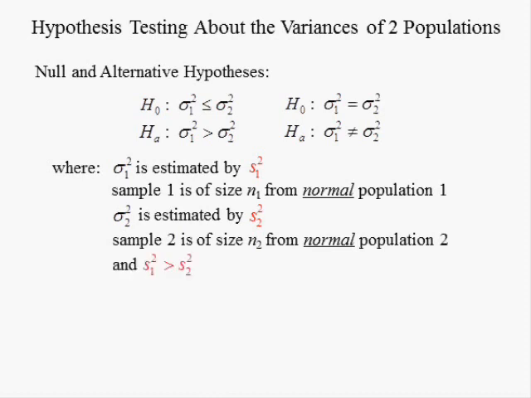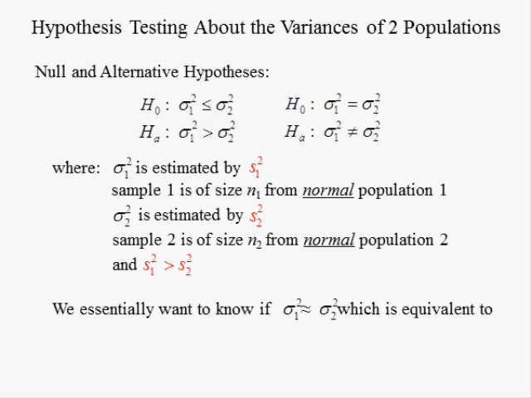The population with the largest sample variance is called population 1. Hence, by definition, sample 1's variance is larger than sample 2's variance. This is why we only need two sets of hypotheses. In this section, we essentially want to know if the population variances are equal, which is mathematically equivalent to the ratio of the variances equaling 1.